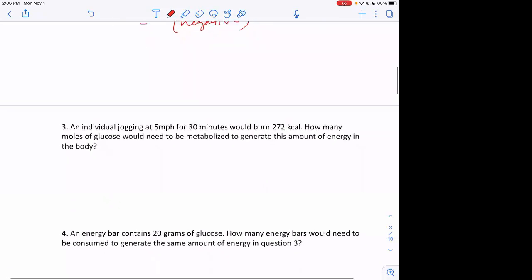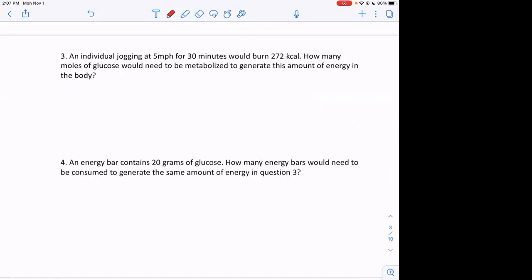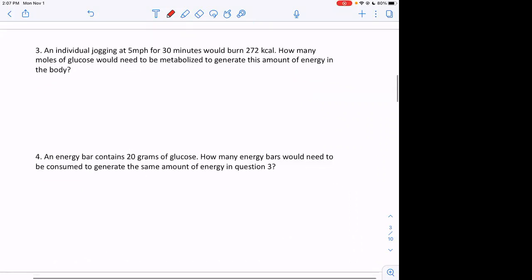Okay, this is the one that you probably recognize this part from your homework. And then number 4 is something I added. Sorry, these slides are a little bit weird because they're larger than the actual screen size. Okay, an individual jogging at 5 miles per hour for 30 minutes would burn 272 kcal. How many of y'all remember a problem like that on your homework? What did you need to do here? It says how many moles of glucose would need to be metabolized to generate this amount of energy in the body?